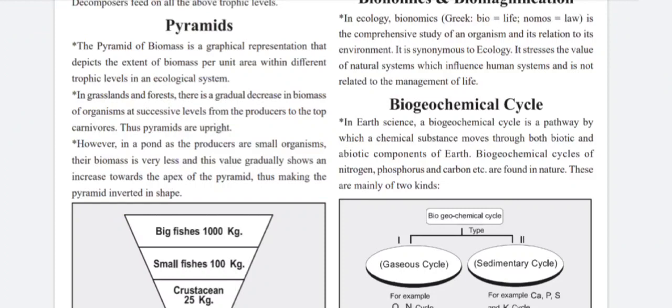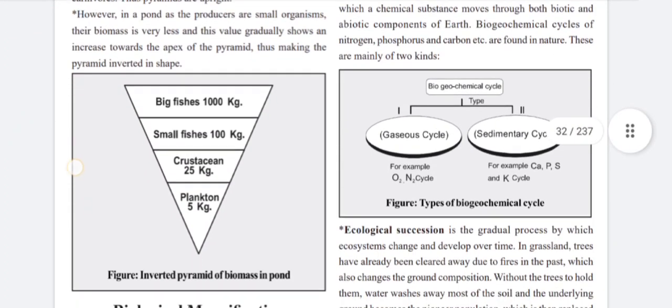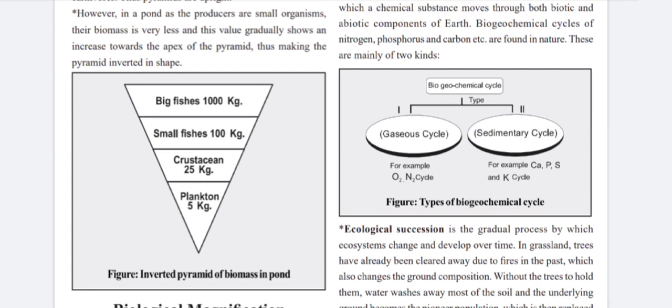However, in a pond, as the producers are small organisms, their biomass is very less, and this value gradually shows an increase towards the apex of the pyramid, thus making the pyramid inverted in shape. Here you can see the picture of the inverted pyramid of biomass in pond.